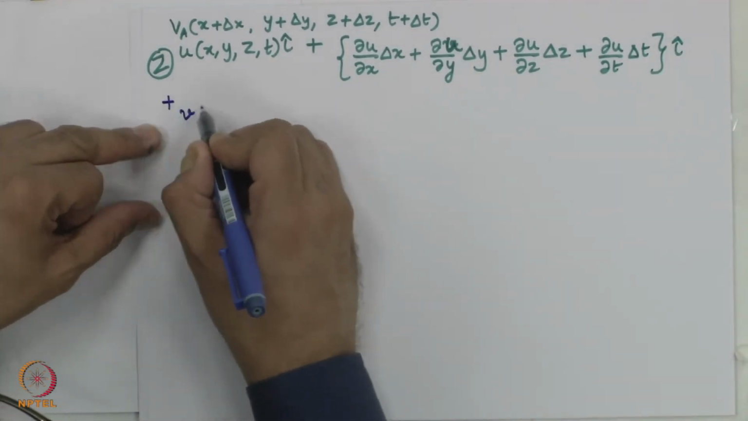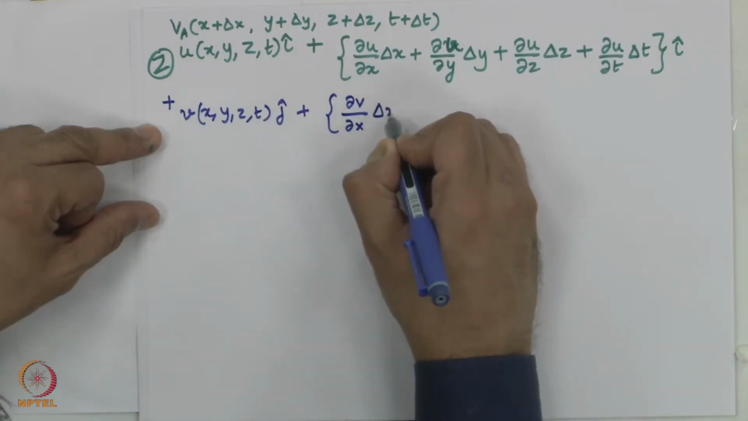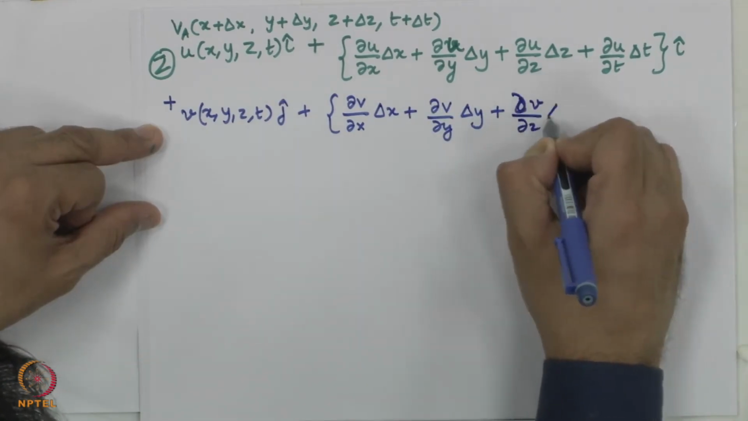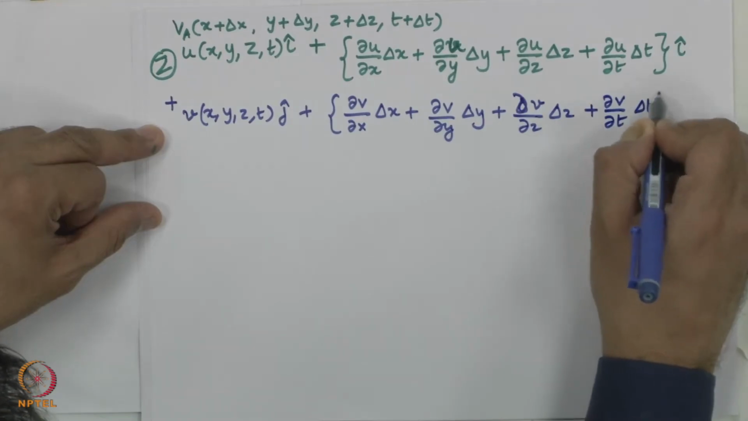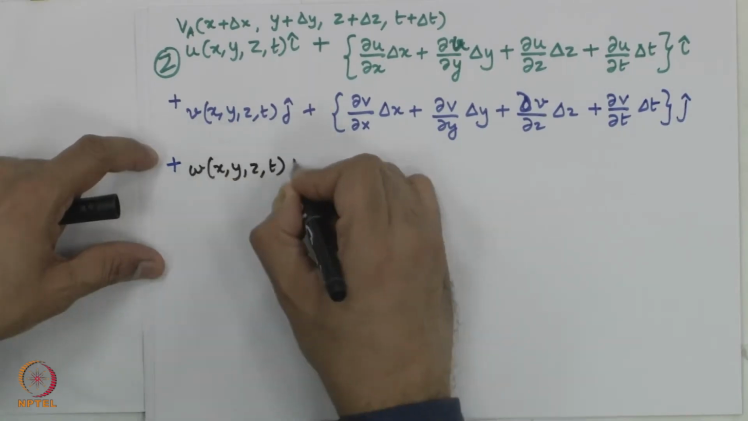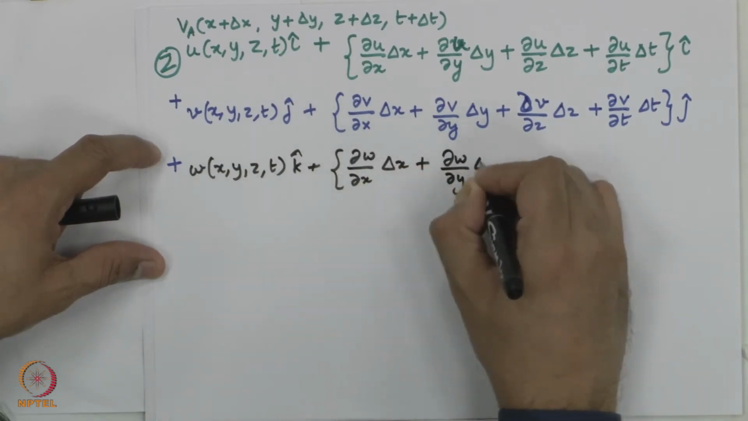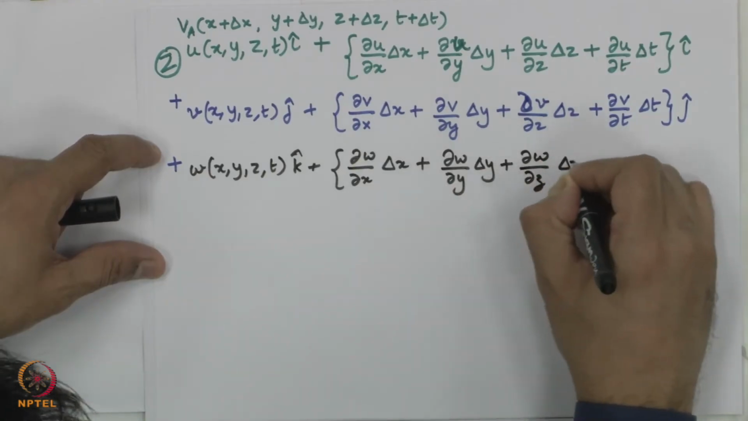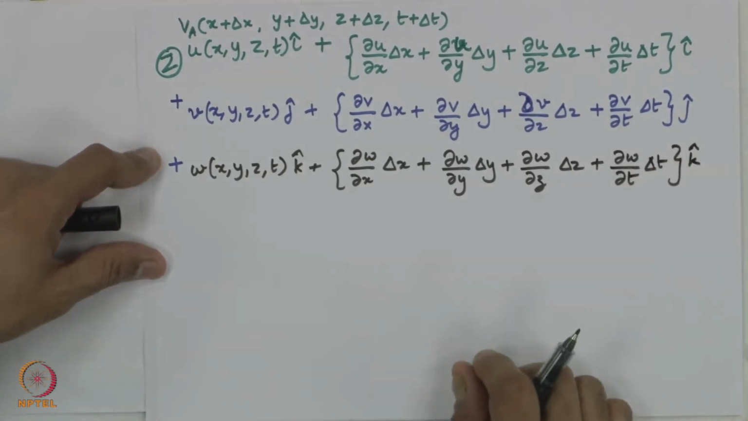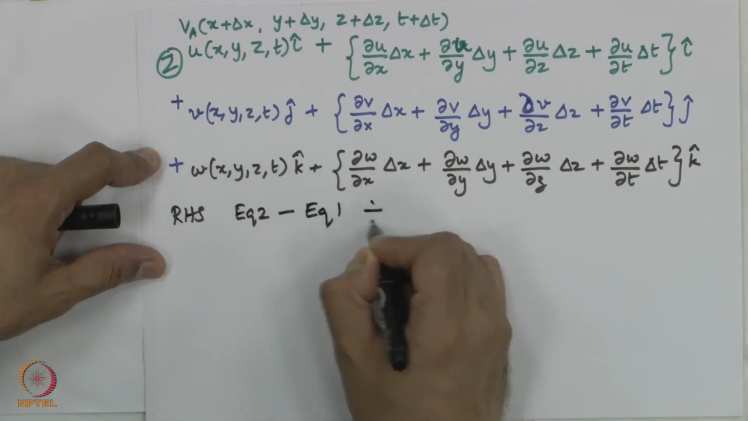This plus v of x y z t j cap plus dv by dx delta x plus dv by dy delta y plus dv by dz delta z plus dv by dt delta t j cap plus w of x y z and t k cap plus dw by dx delta x plus dw by dy delta y plus dw by dz delta z plus dw by dt delta t into k cap. This is equation 2. Now, right hand side, equation 2 minus equation 1 divided by delta t.